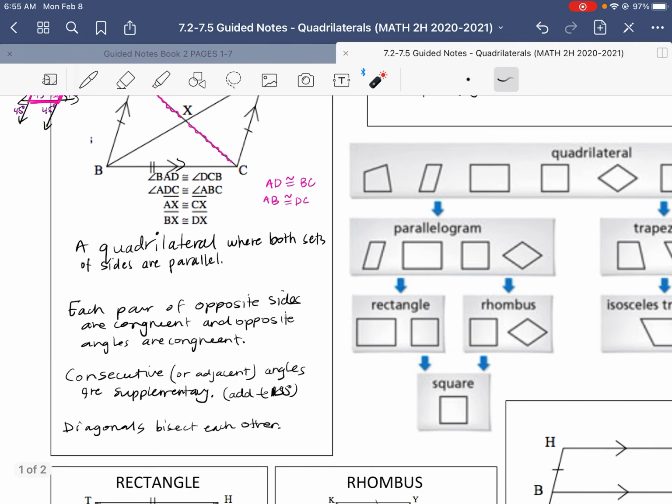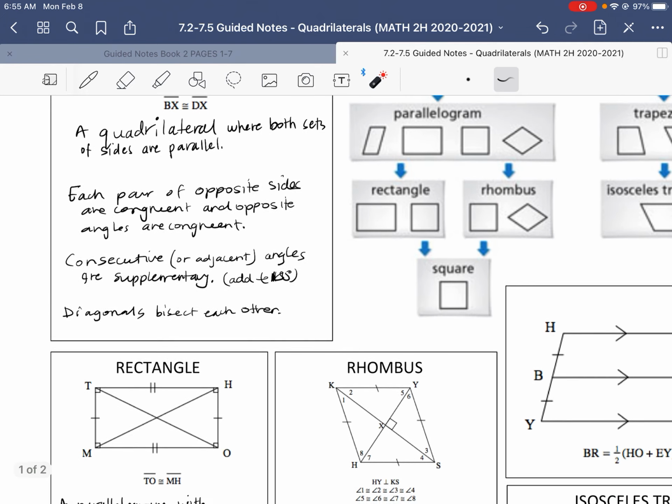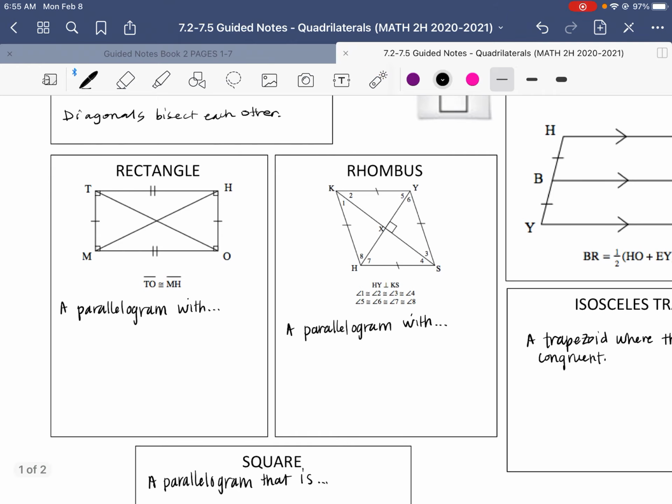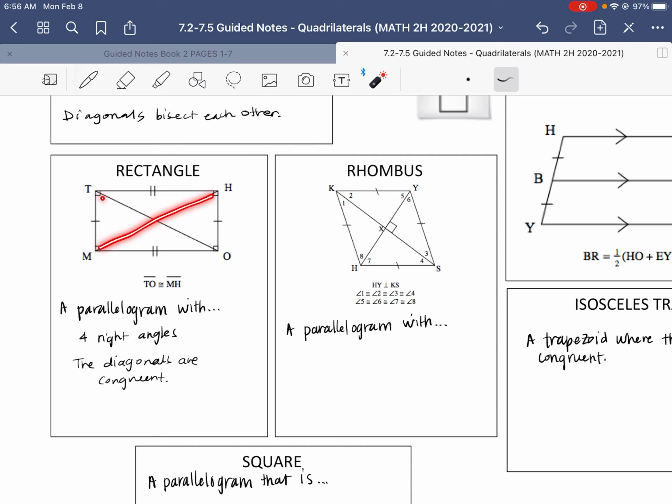Once we know it's a parallelogram, then if there are some other more specific things, it can create a rectangle or a rhombus. So a rectangle, by definition, is just a parallelogram with 4 right angles. So all of its angles are 90-degree angles, and the diagonals are congruent. So yes, they still bisect each other, but those diagonals are exactly the same length because now we've straightened out all those angles to 90 degrees. So those are the specifics that make it a rectangle, as well as a parallelogram.